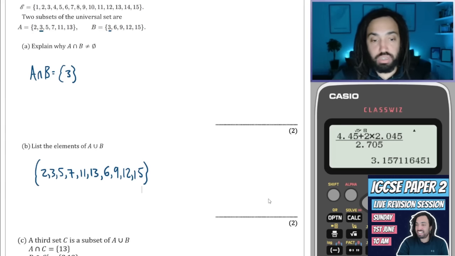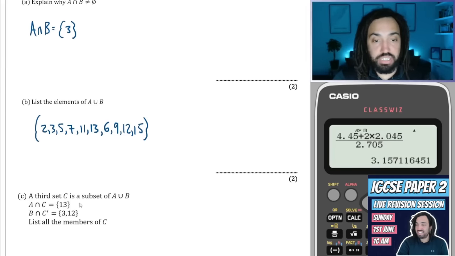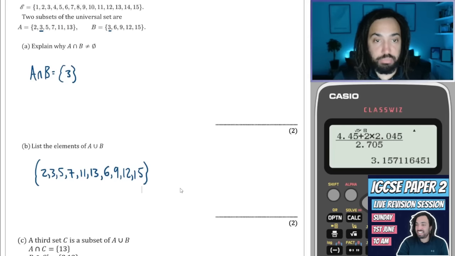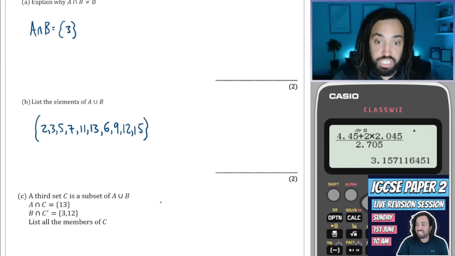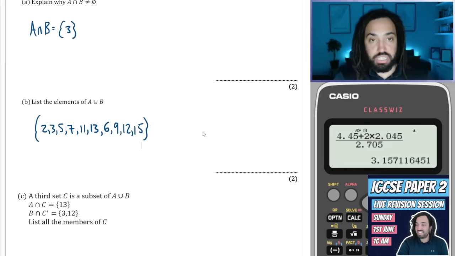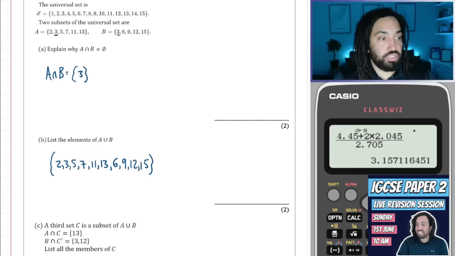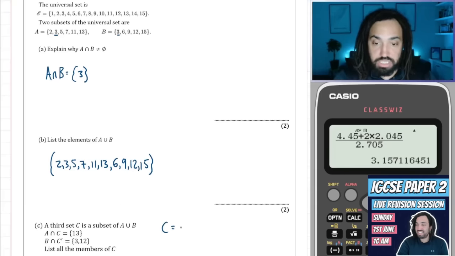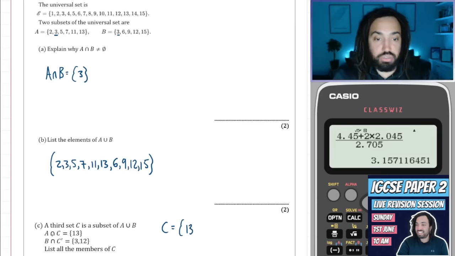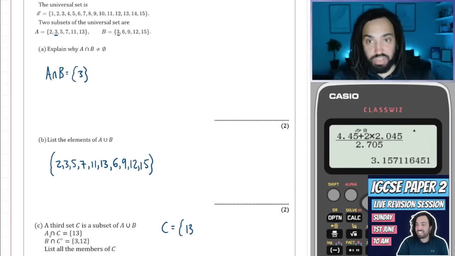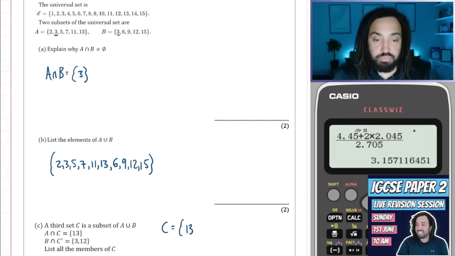Okay, great. Now it says a third set C is a subset of the union. So we're picking from these numbers here. And it says that A intersection C is equal to 13. Okay, so therefore we know that for C, let me just zoom out so we can see the top bits as well. So yeah, we know for C then that it must contain 13, because 13 is in A and C, which means it's in both A and C. So therefore it's definitely in C.